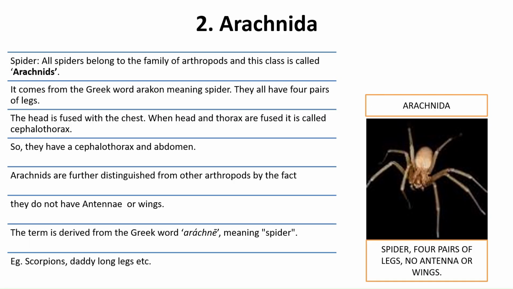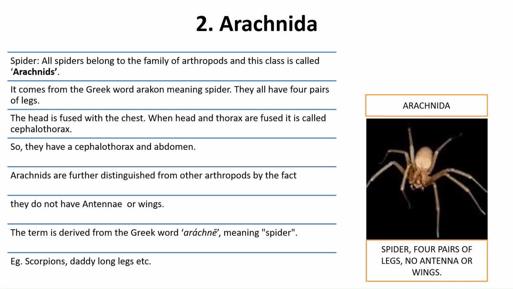The head is fused with the chest. When head and thorax are fused, it is called cephalothorax. So they have a cephalothorax and abdomen. Arachnids are further distinguished from other arthropods by the fact they do not have antennae or wings. The term is derived from the Greek word arachne, meaning spider.